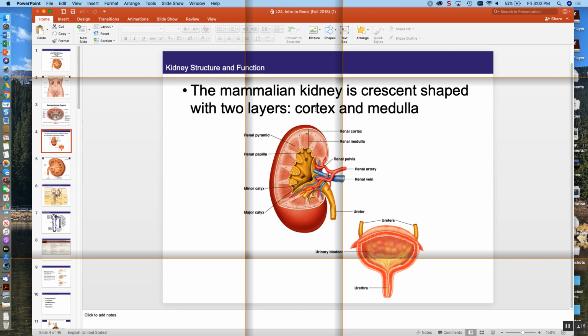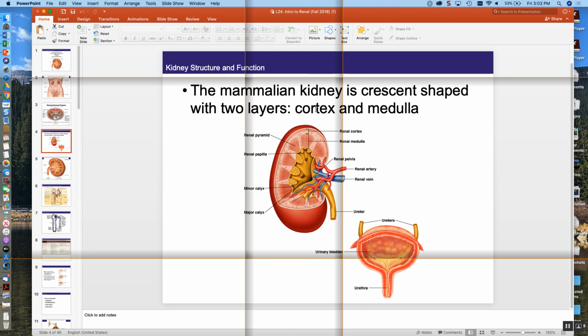Then I just wanted to make sure that you all are aware of the minor and major calyces. The minor calyces are right here by the renal papilla. That's the very end of the inner medullary region. It's called the renal papilla right here. And then the cavity right next to the renal papilla is called the minor calyx. Plural, that's calyces. Okay? Then this larger cavity right here is called the major calyx. And then you have this renal pelvis area that then allows for the urine to enter into the ureter.